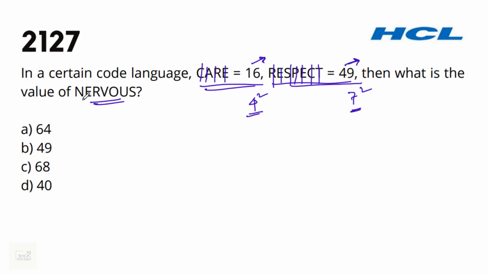Then how many letters are there in nervous? 1, 2, 3, 4, 5, 6, 7. That means the code for nervous should also be 7 squared, that is 49. And yes, that features in option B.